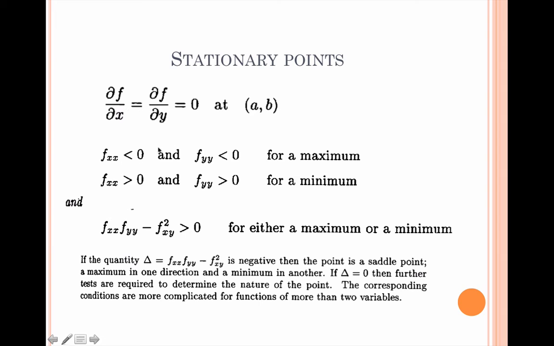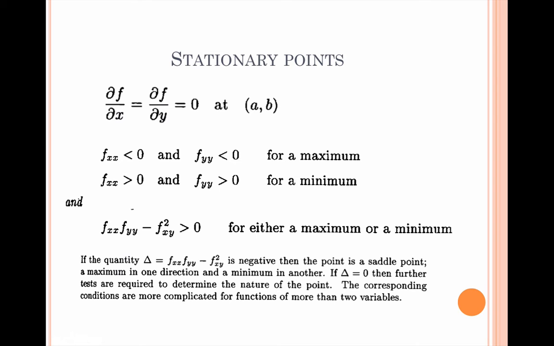In addition, if the second partial derivative of the function with respect to x, indicated here by fxx, is less than 0, and if the second derivative of the function with respect to y is also less than 0, then we have a maximum. If they both are greater than 0, then we have a minimum. This holds if the following condition is fulfilled, that is, if the product of the second derivative with respect to x and the second derivative with respect to y, minus the square of the mixed second derivative, is greater than 0.